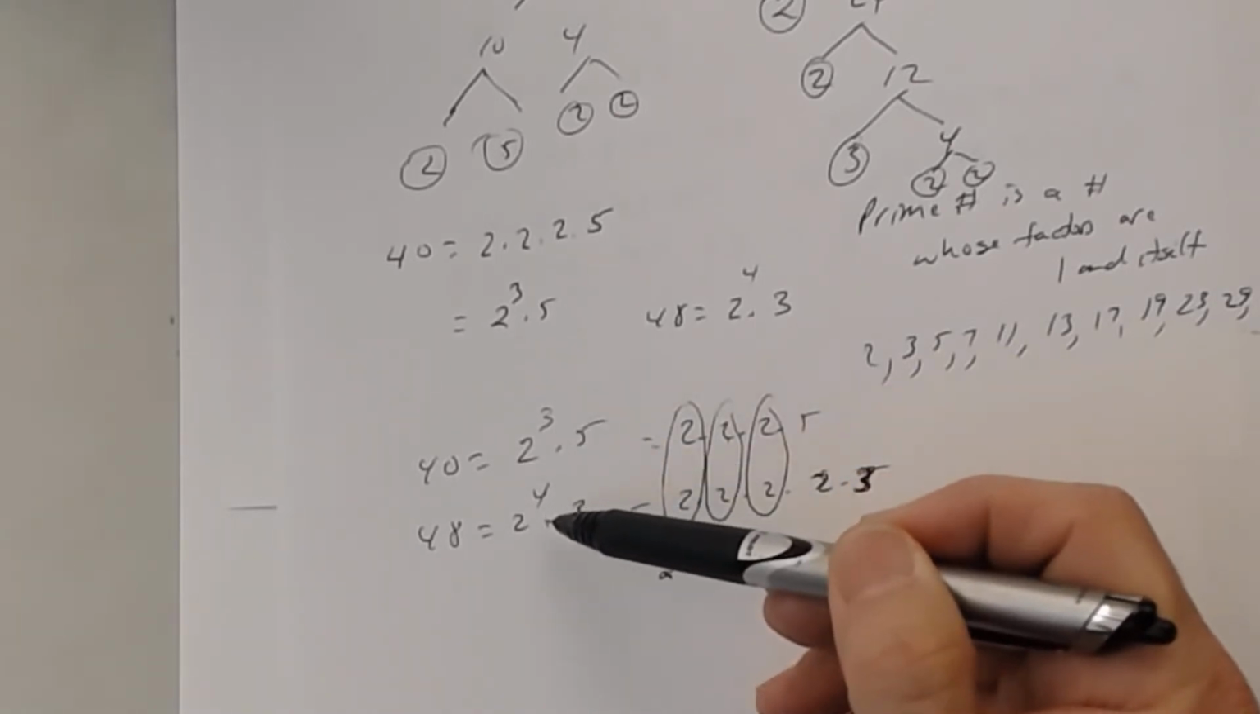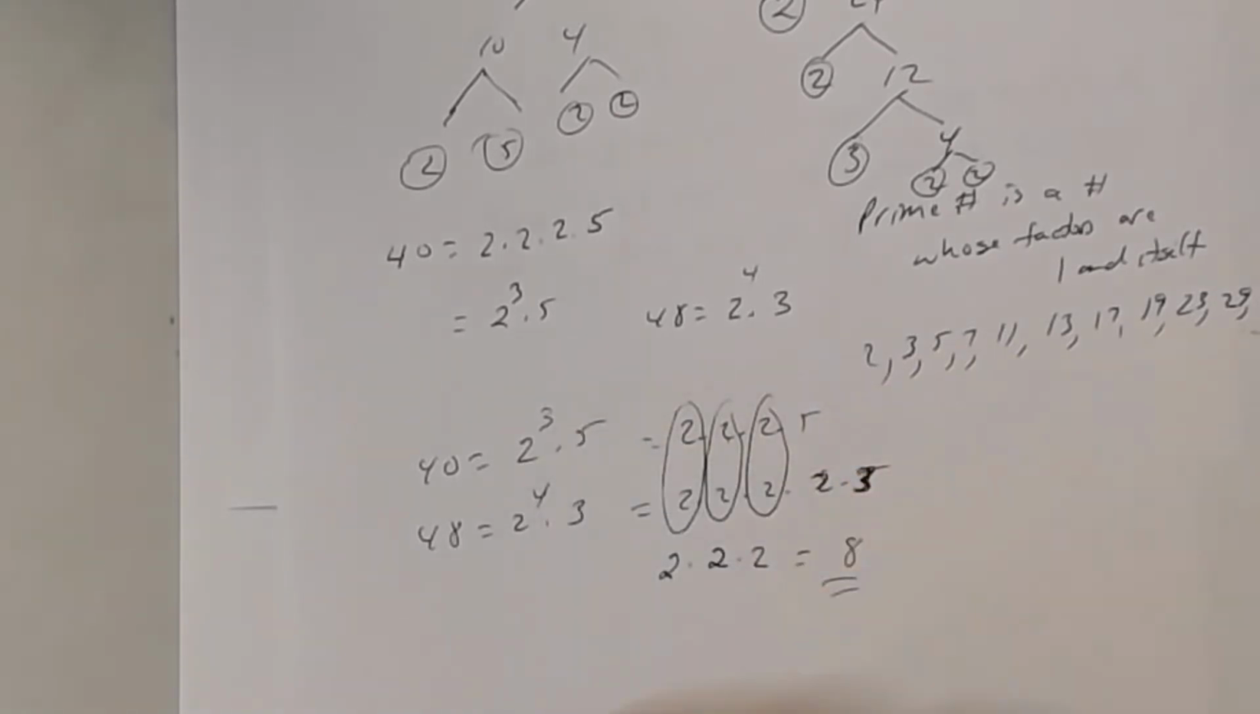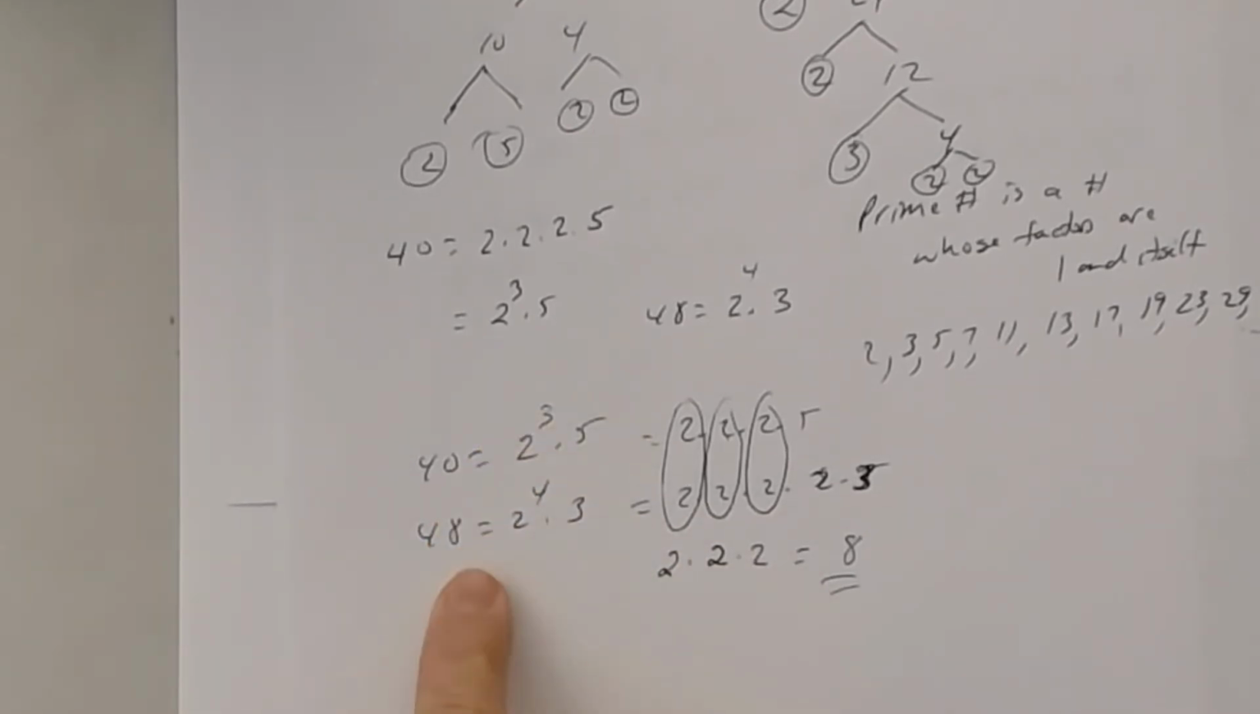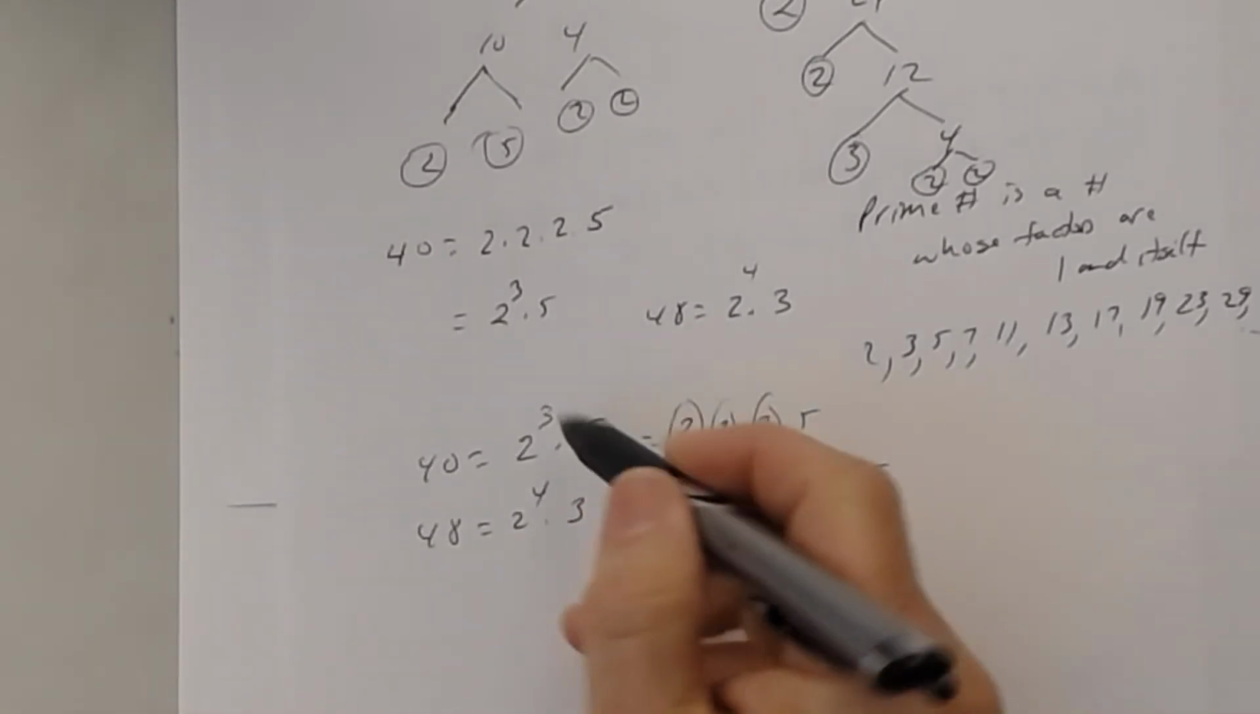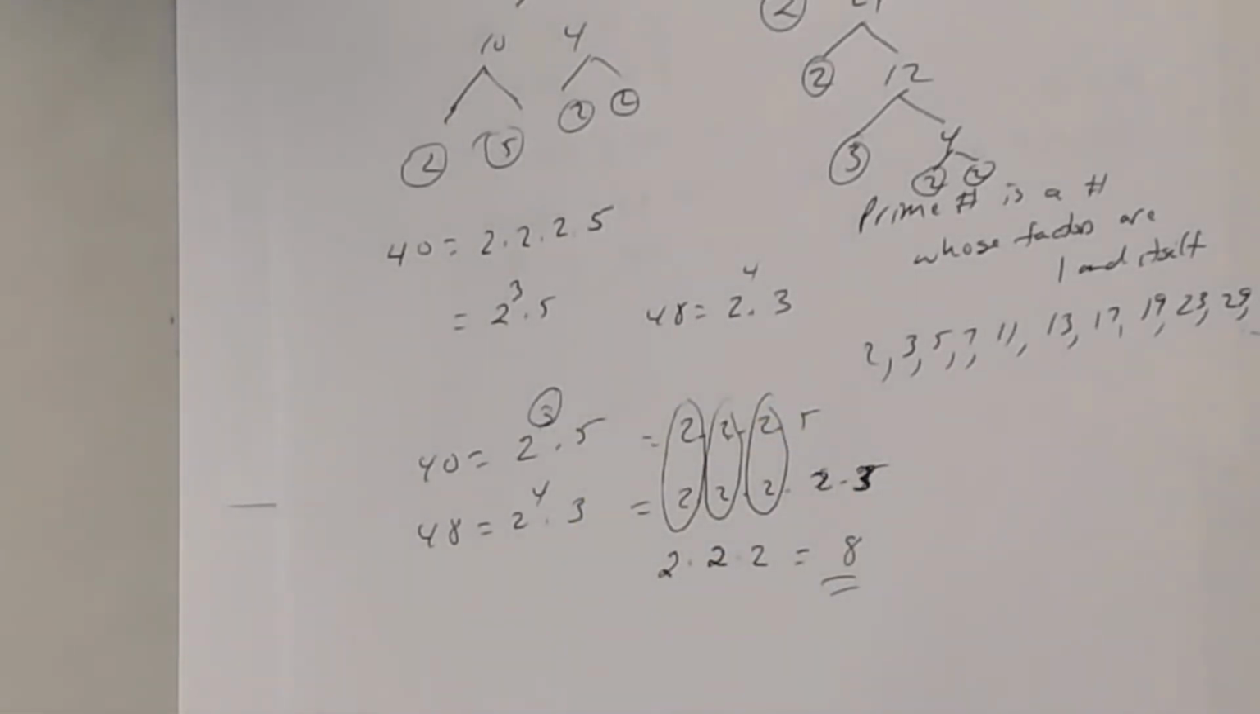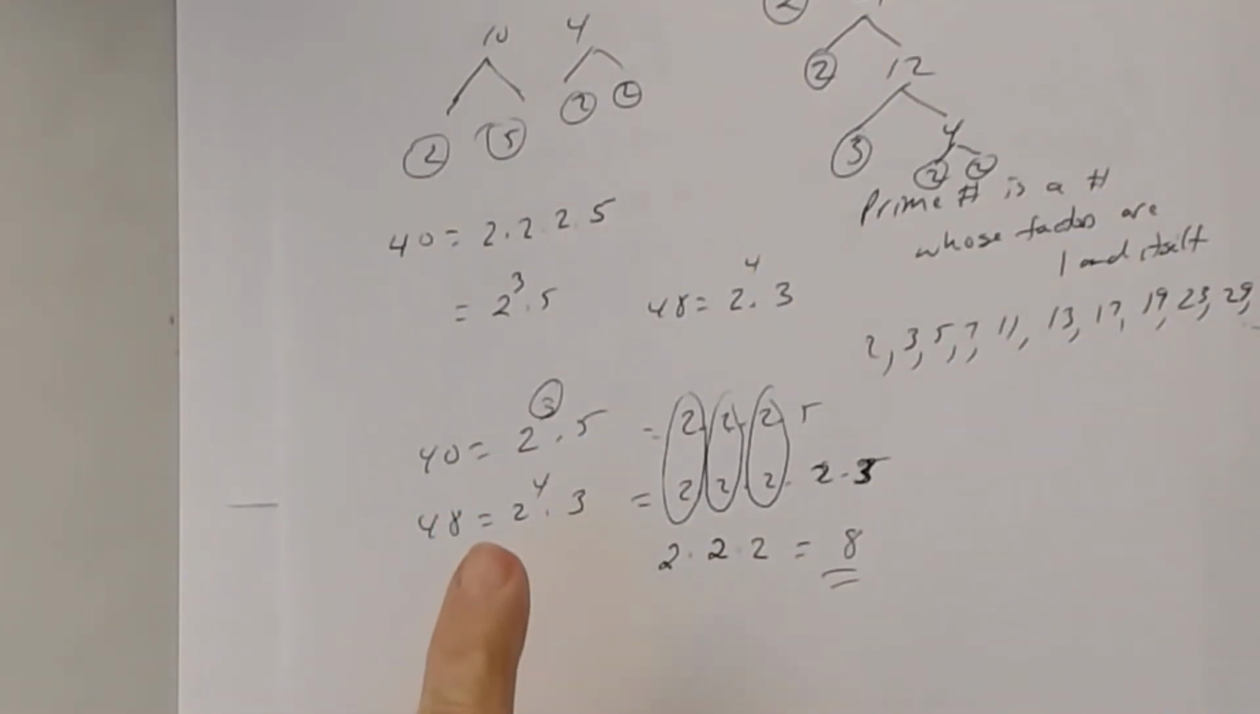This exponent is? 4. You're going to circle, remember, think common. I have how many 2's here? 3. How many 2's here? 4. How many do they have in common? 3. So you're going to circle the one with the smallest exponent. I'm going to come back to that idea when we do the variables. You're going to see how that's going to work out. All right, so keep that in mind about the smallest exponent.